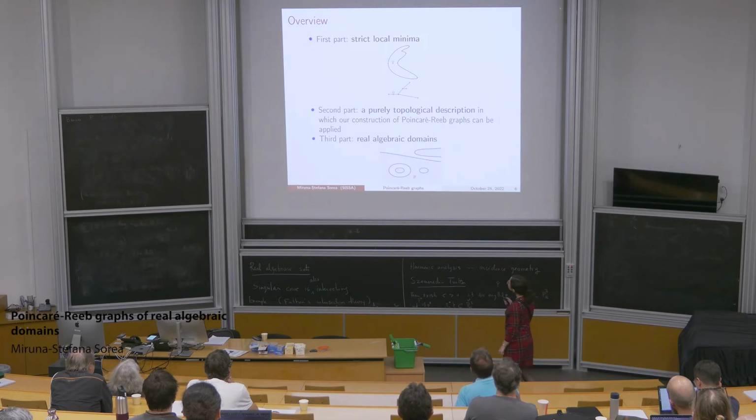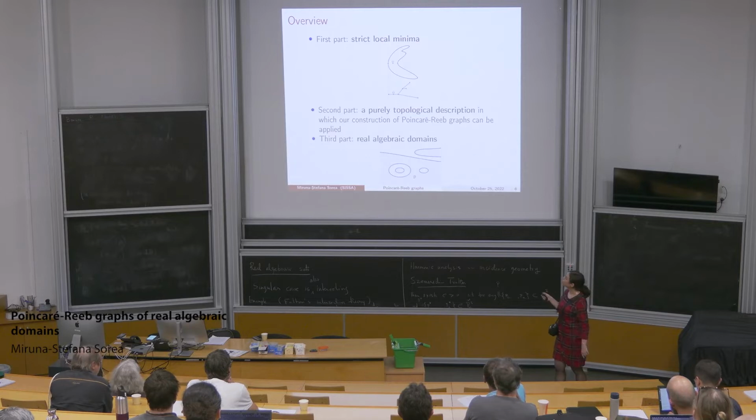So you can also see this talk as an invitation to start studying Poincaré-Reeb graphs, because I will show you that they're useful in several directions. The talk will be divided in 3 parts. In the first part, I will focus on algebraic domains that are bounded just by a topological circle near a strict local minimum. I'll tell you more precisely soon. More than half of the talk will be focusing on this.